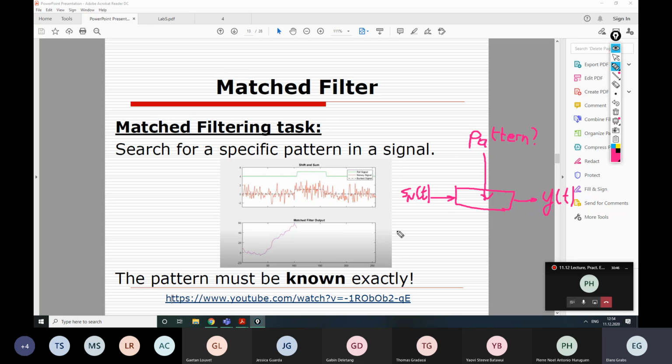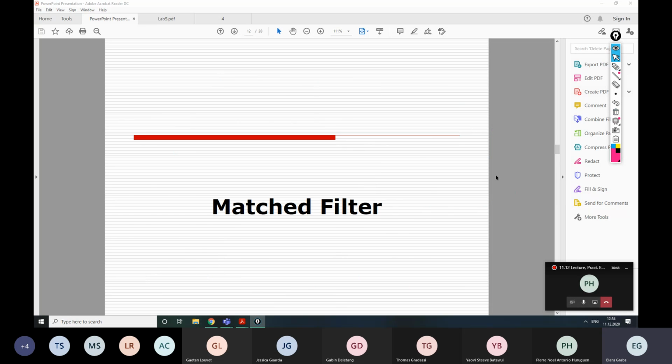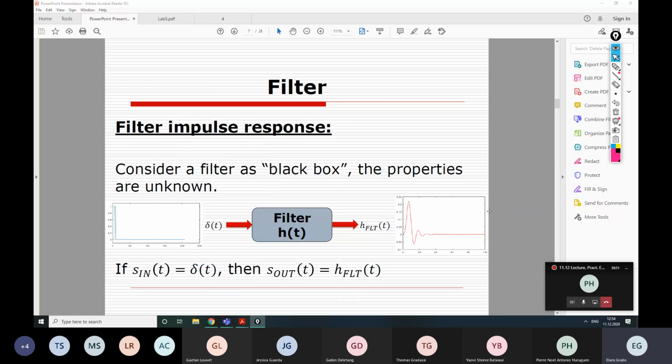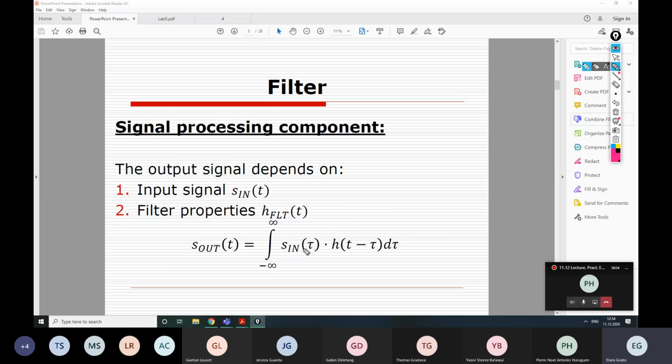Well, as we have discussed, the only things that determine the output signal of a filter are the input signal, which is not in our control because we have to process whatever signal we have received, and the impulse response, which we can change as we need. So basically, that's where we are going to put our pattern, into this impulse response. So we need to create some special impulse response for the filter in order for this to work.